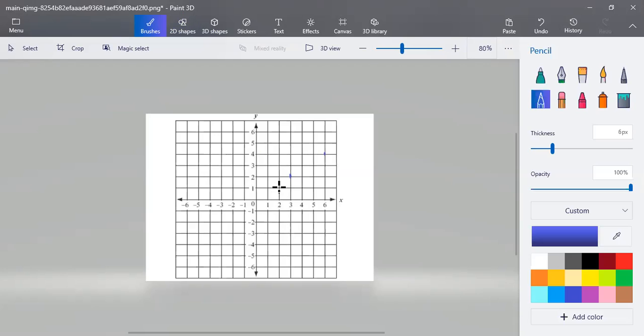Now if you want a third one, of course you can go ahead and get it. So 2 down and 3 to the right. So I'll go 1, 2 down and 1, 2, 3 to the right. So that means it's one point in the origin.